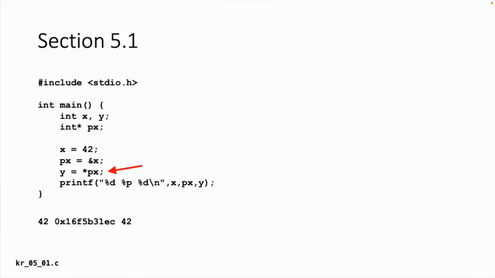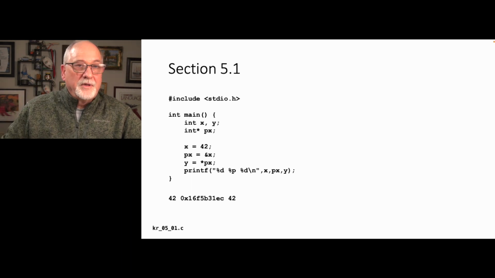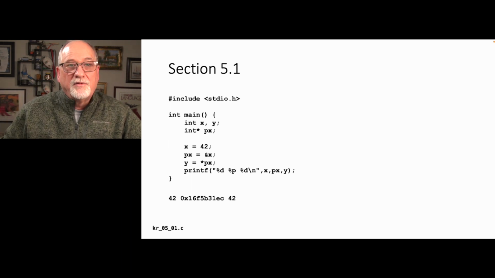It says, go to the memory location pointed to by px and load me an integer and put that into y. And so we can see when we print out, x is 42 and y is 42 and px is a long hexadecimal number that is some memory location inside the actual computer. And so ampersand and asterisk and int star, the star as a sort of a modifier for a type, are the important things.